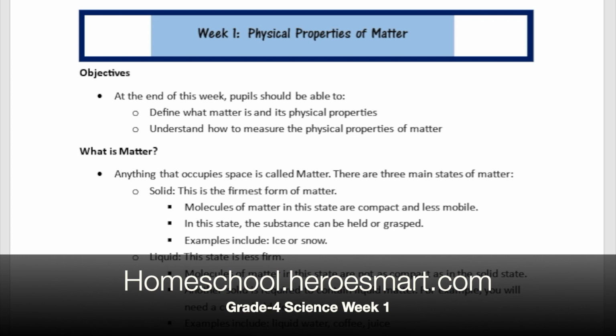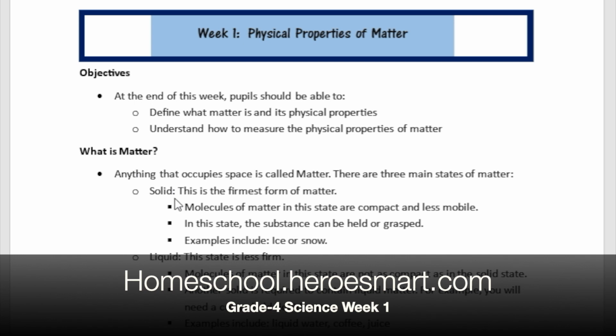So today we're going to be talking about the week 1 aspect of the curriculum, which is titled Physical Properties of Matter. Okay, so we're going to be talking about certain properties that matter has. At the end of this lesson today, you should be able to define what matter is and the physical properties associated with matter and understand how to measure physical properties of matter as well. So let's get started. What is matter?